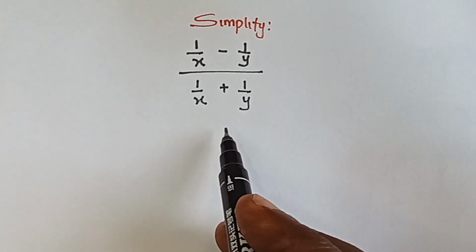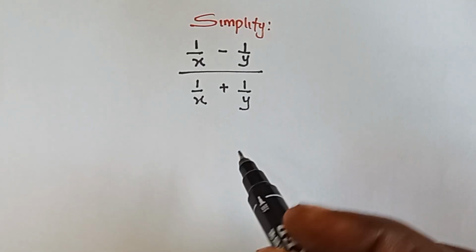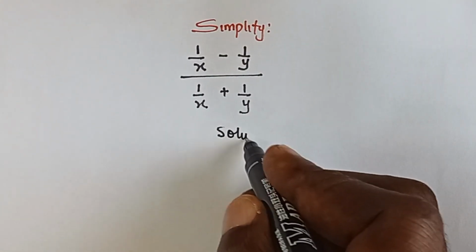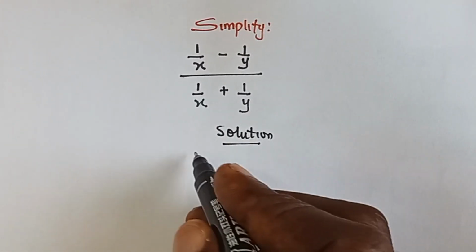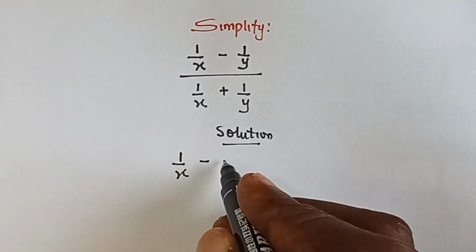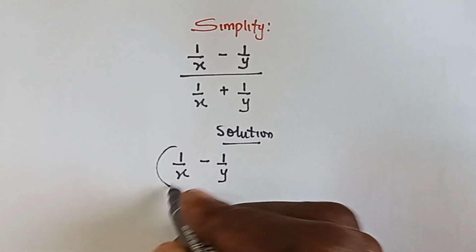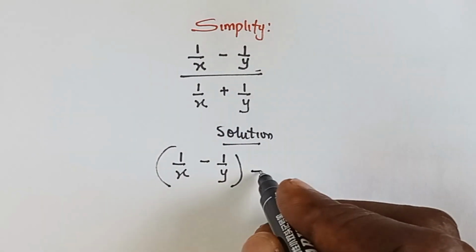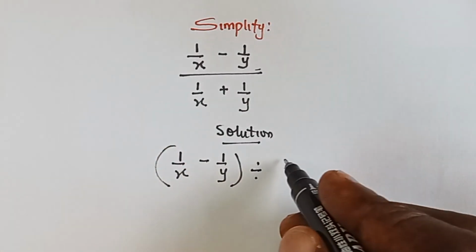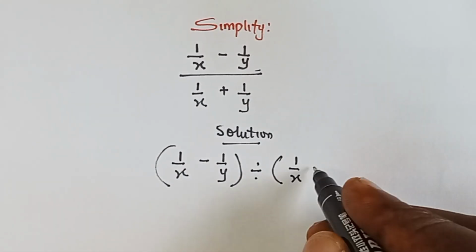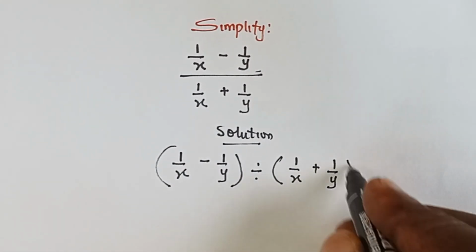In this video, I want to show us how to simplify this tricky algebra. Okay, I'm going to show us the simplest and the easiest way to do this. Solution. We have 1 over x minus 1 over y. Alright, I'm going to change this to a division sign, and then we have 1 over x plus 1 over y.